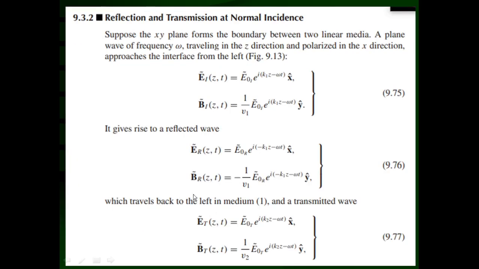That's why that negative sign is obtained here in equation 9.76: minus 1 upon V1 E0R e raised to i(minus K1z minus omega t) in the negative y direction. So minus sign here.